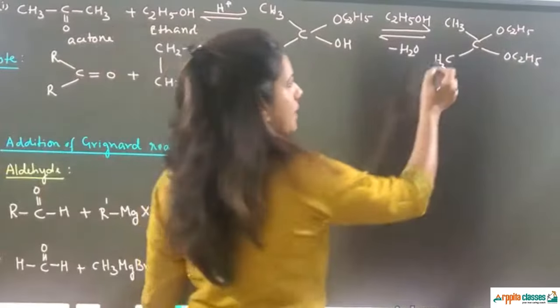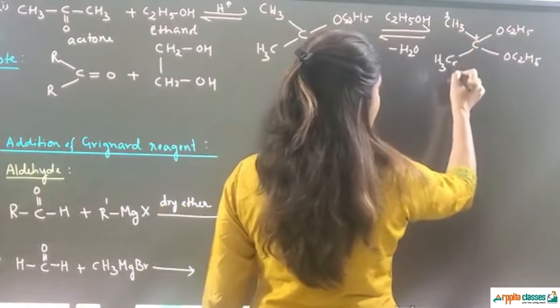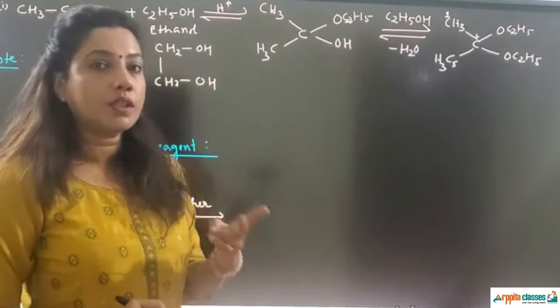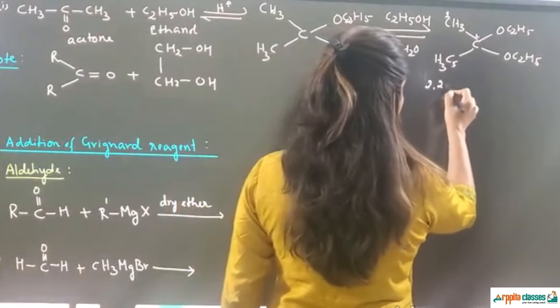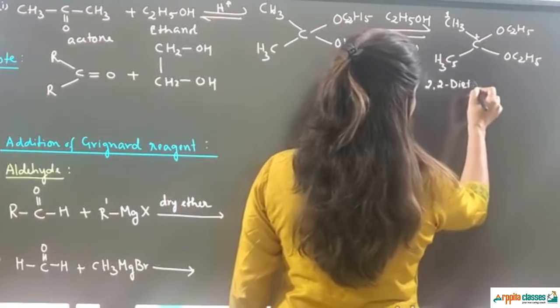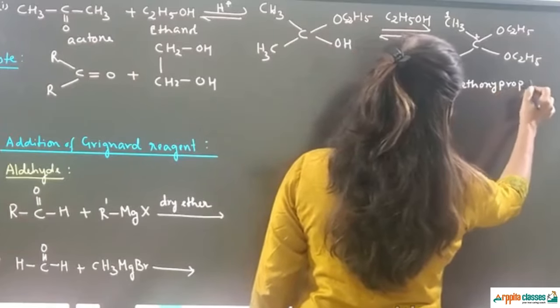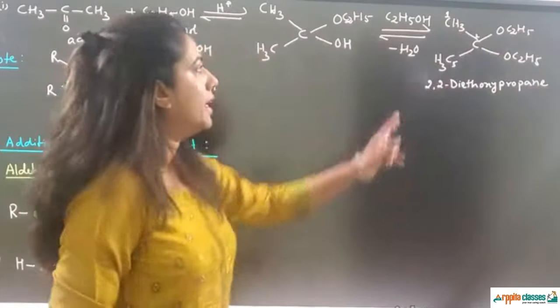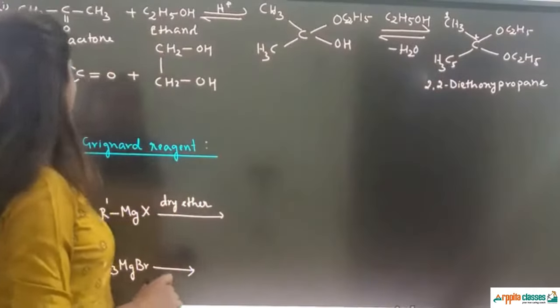Now what is the name of this? If you try to name it, this is your first carbon atom, second carbon atom, third carbon atom. And in the second carbon atom, 2 ethoxy groups are attached. So we'll name it as 2,2-diethoxy propane. The parent molecule is propane. So it is 2,2-diethoxy and then the word root is prop-ane. So that is the name.